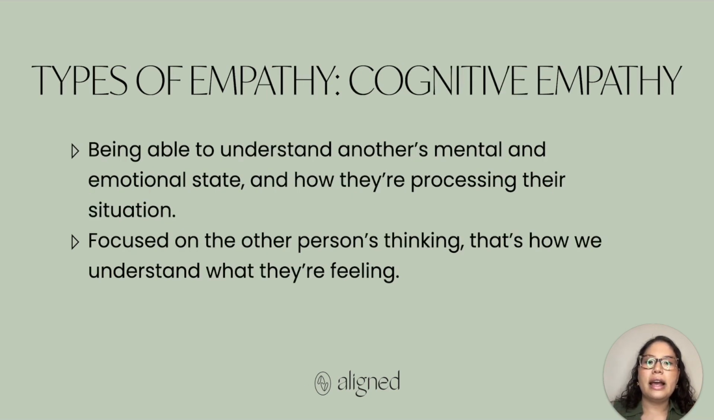And the third and last type of empathy is cognitive empathy, which means being able to understand another person's mental and emotional state and how they're processing their situation. What stands out here is that the focus is more on what the other person might be thinking and following that thought process, and that's how we come to understand what they're feeling.